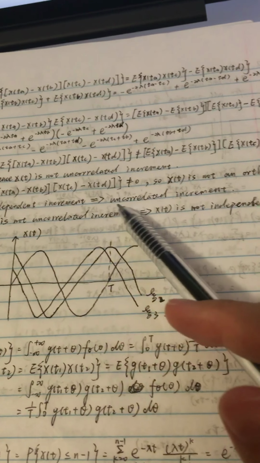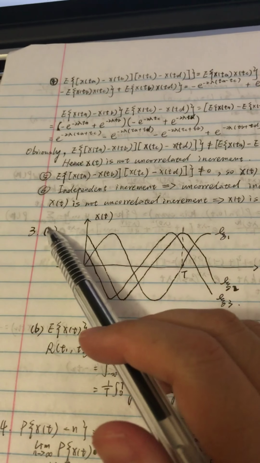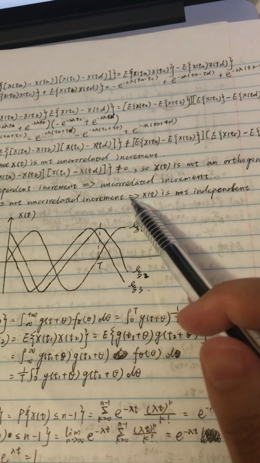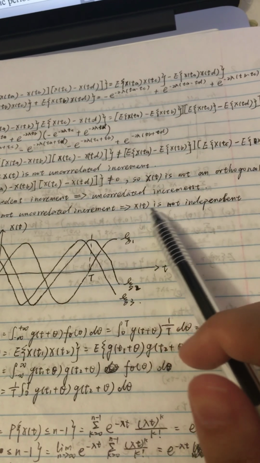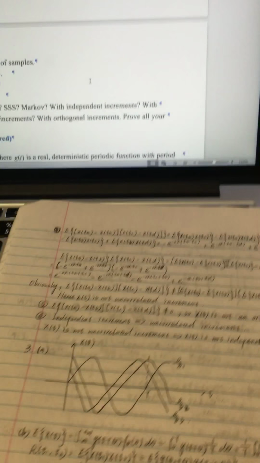Independent increments can infer uncorrelated increments. So, conversely, since xt does not have uncorrelated increments, we can get the conclusion that xt does not have independent increments. That's all. Thank you.